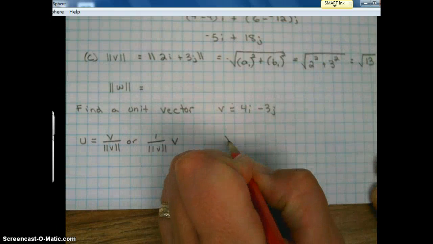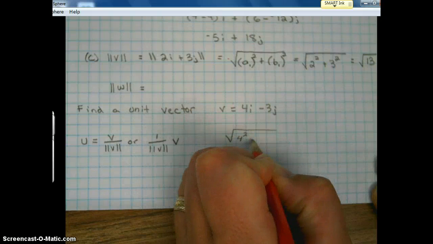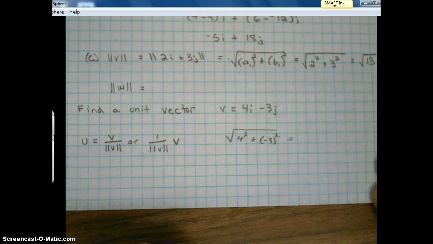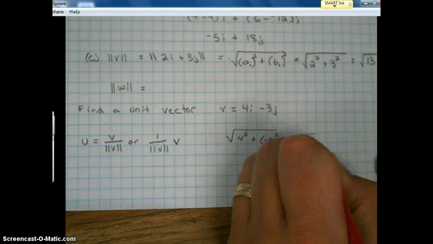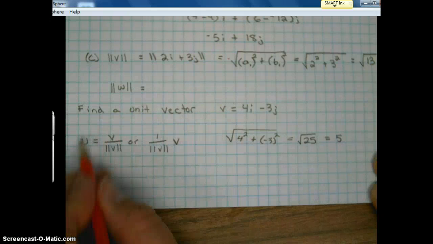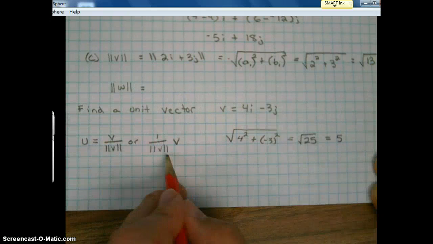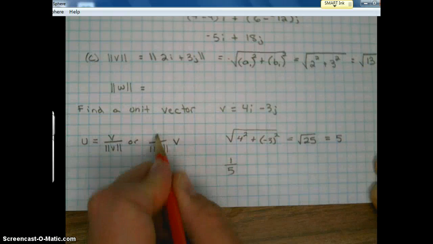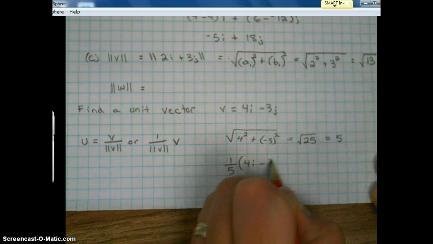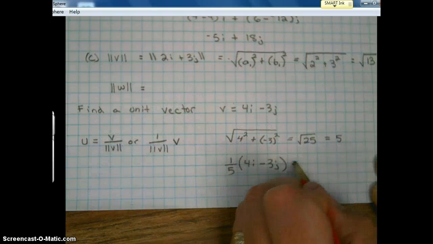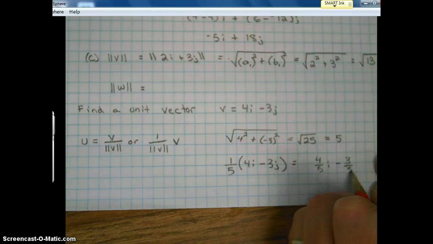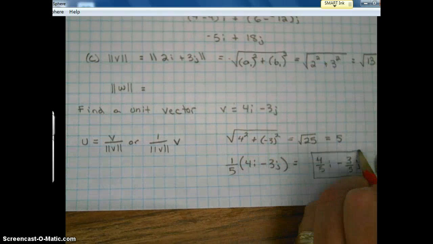So using our formula, we have 4 squared plus negative 3 squared. So that's 16, that's 9, that's 25. So our magnitude is 5. So using this little formula here, we're going to do 1 over 5, 1 over the magnitude times v. And so our unit vector is going to be 4/5 i minus 3/5 j. That is our unit vector.